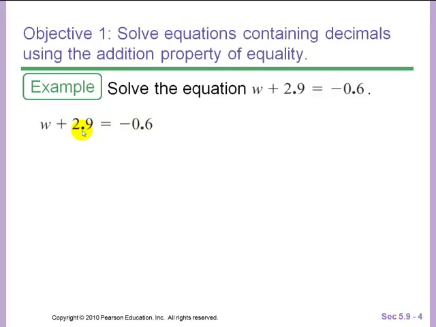There are two ways to think about this. One way is to think that you're adding a negative 2.9 to both sides, or you can just subtract 2.9 from both sides. The key is that you're doing the same thing to both sides of this equal sign. On your tests and your quizzes, you must show me the algebra that you are doing the same thing to both sides of the equal sign. If you do not do that, you will not receive full credit.